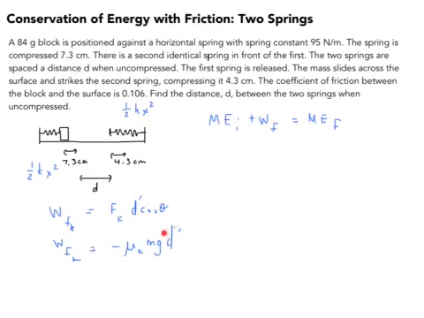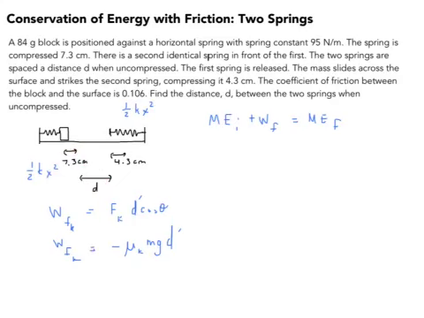So d prime here, well, we have to look at our picture. When does friction act on our block? It acts as the block slides this 7.3 centimeters, as it slides the d, that distance, and it acts on the block as the block compresses this spring by 4.3 centimeters. So this plus this plus this will equal d prime.